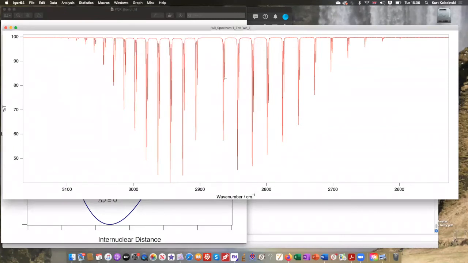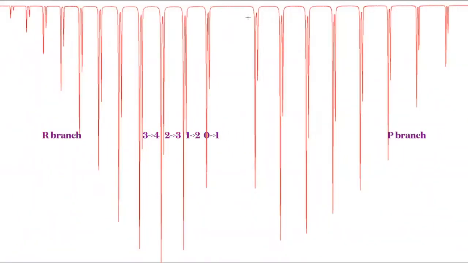Now look at the structure we have here. The first R branch line starts in J equals 0 and ends in J equals 2. This one starts in J equals 1 and ends in 2. Now we know the quantum numbers associated with each and every one of these. We can assign these. This starts in J equals 0, J equals 1, J equals 2, J equals 3, and so on out. Whereas the P branch, the first line starts with J equals 1. J equals 1, 2, 3, 4. Now we know the pattern. We know exactly what all these lines are.